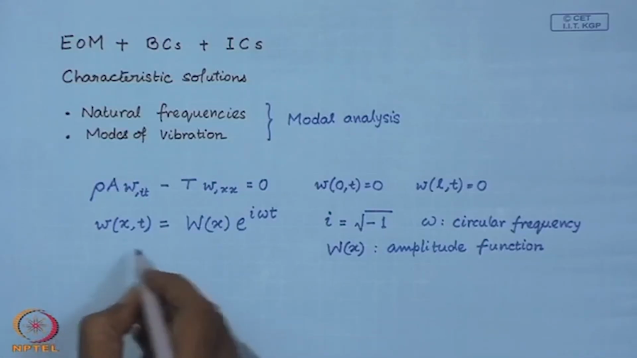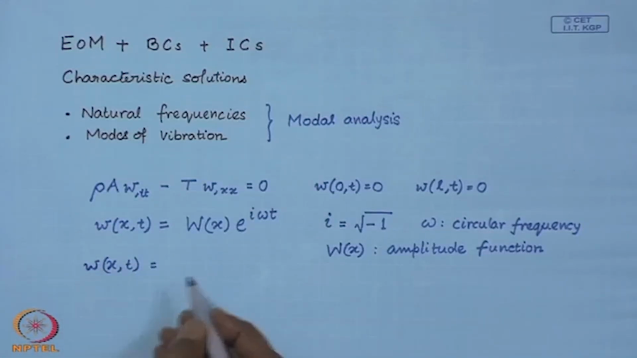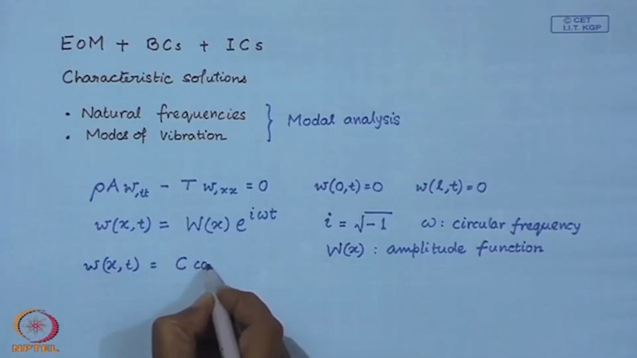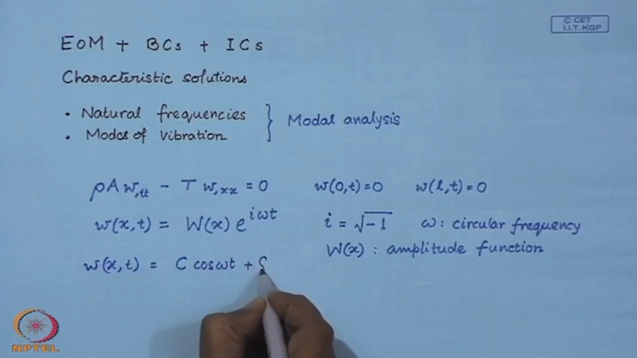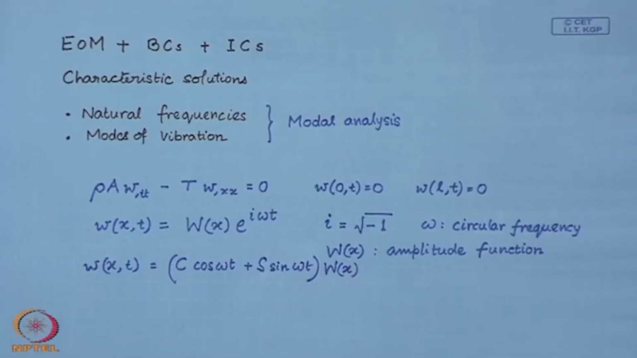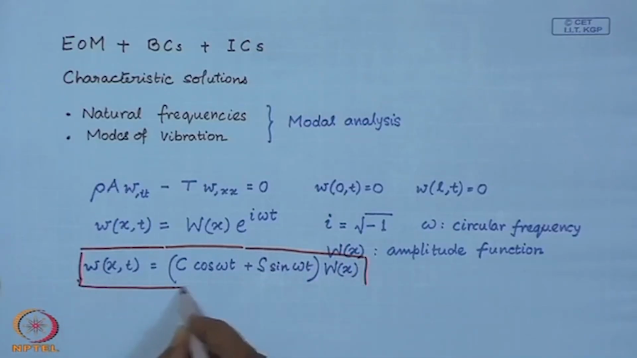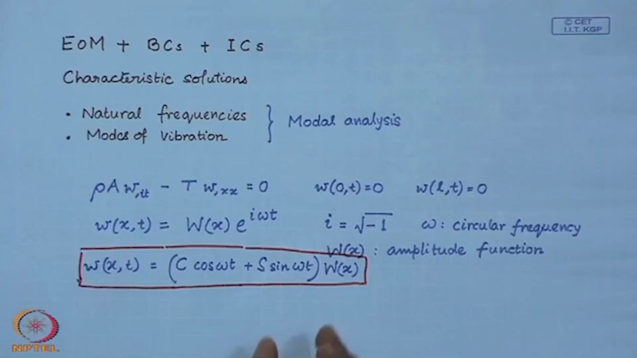In that case, we can rewrite this solution in the form... So, if you consider that w is a real function, and as I mentioned that you can take the linear combination of the real and imaginary parts of this complex solution form as the general solution, then your solution looks like this.